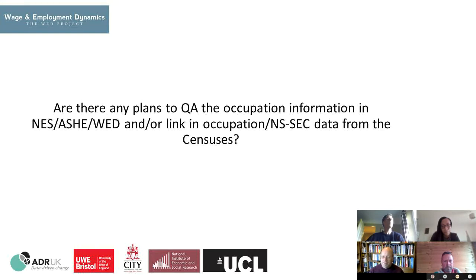Okay, so to some extent there is QAing the occupation information because we know that there are discontinuities in the data when, for example, the automatic coding of occupations was introduced. We don't know yet exactly what the impact of that automatic coding has been on the microdata. ONS has, I think, some researchers have reported that there is a change, but what we haven't been able to do yet is to quantify that.